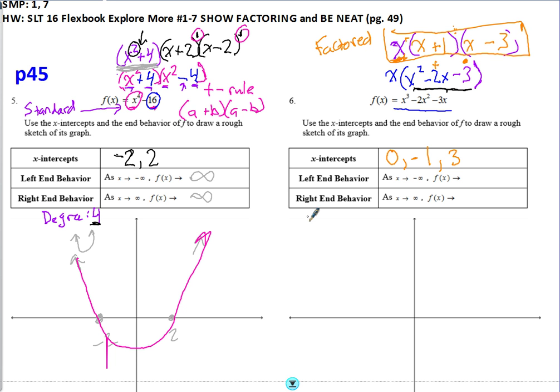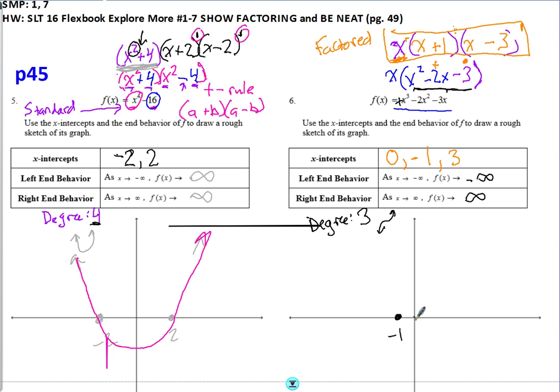Since they all have a multiplicity of 1, and you could have gotten this right from the beginning, we have a degree of 3. That's the highest exponent in standard form, and that's all of our exponents added together in factored form. Our leading coefficient is positive, so we know it's going to be increasing. So on the left side, f of x is at negative infinity, and on the right side, f of x is at positive infinity.